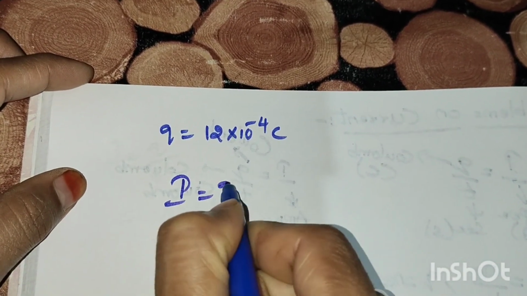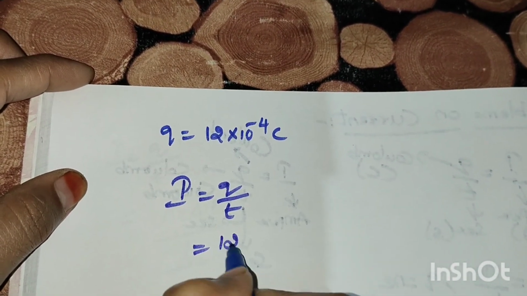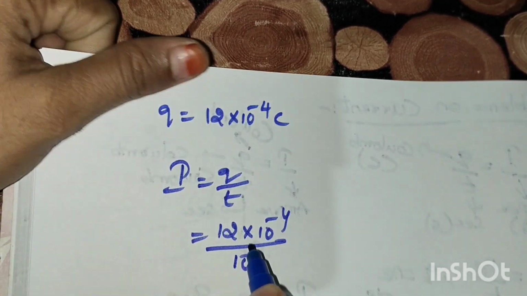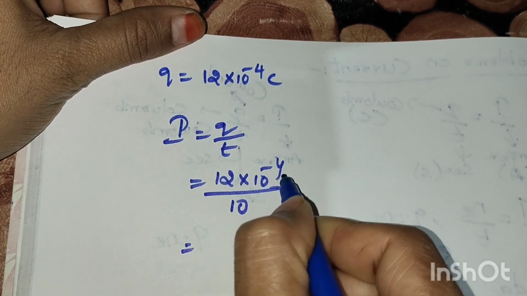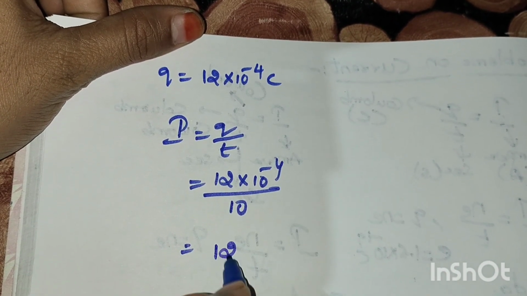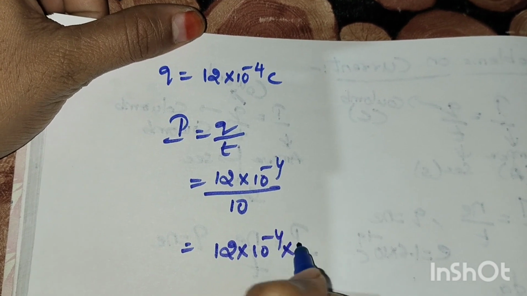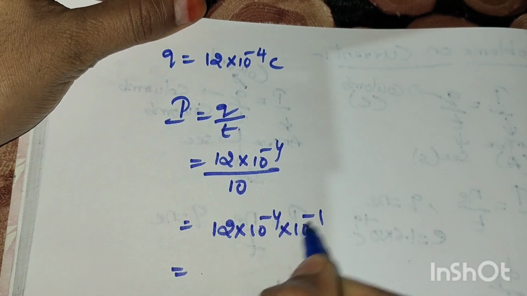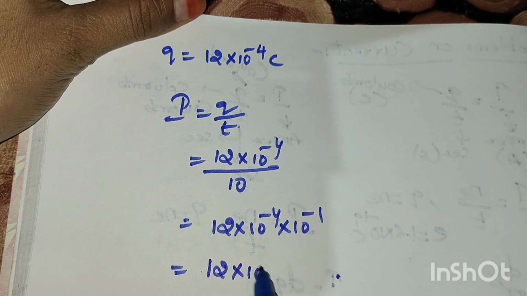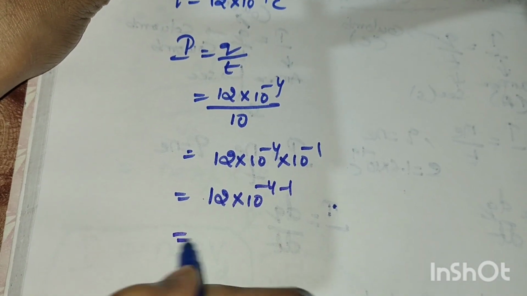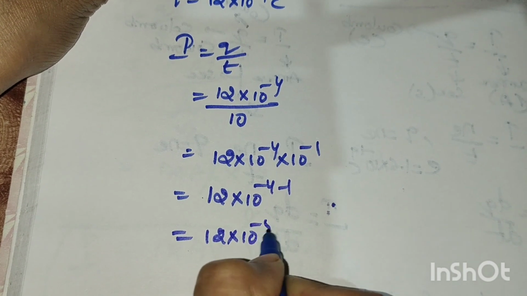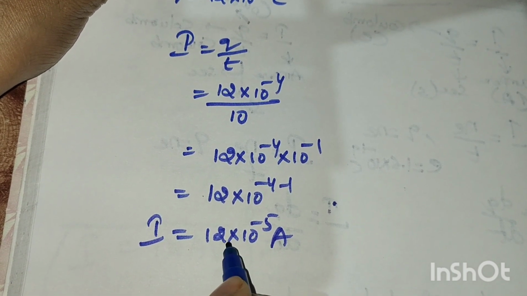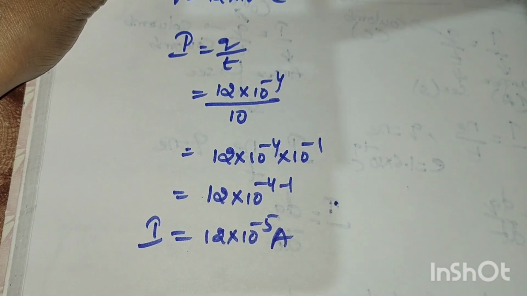So I is equal to Q by T. Q is 12 into 10 power minus 4, divided by time 10. Sending 10 to the numerator, 12 into 10 power minus 4 into 10 power minus 1. As bases are equal, powers can be added: 12 into 10 power minus 4 minus 1, that is 12 into 10 power minus 5 ampere. So we got the current as 12 into 10 power minus 5 ampere.